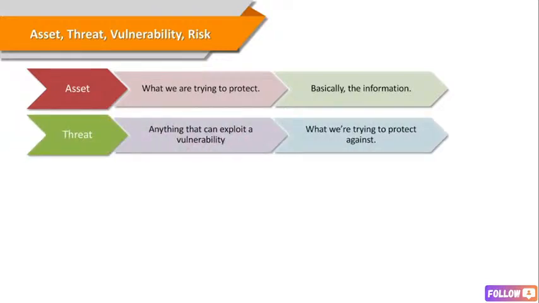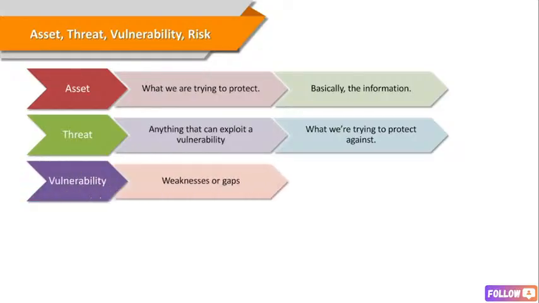Threat: anything that can exploit a vulnerability, intentionally or accidentally, and obtain, damage, or destroy an asset. In other words, a threat is what we're trying to protect against. Vulnerability: weaknesses or gaps in a security program that can be exploited by threats to gain unauthorized access to an asset. A vulnerability is a weakness or gap in our protection efforts.